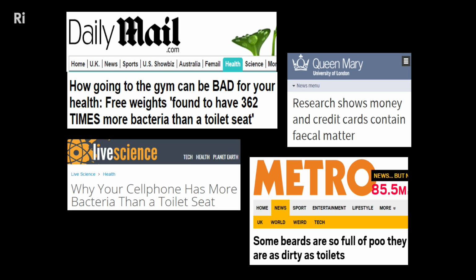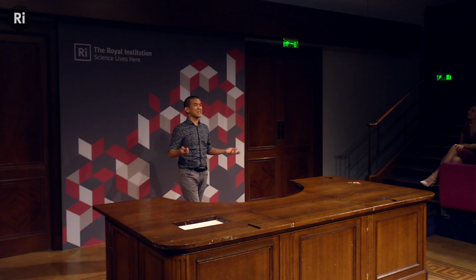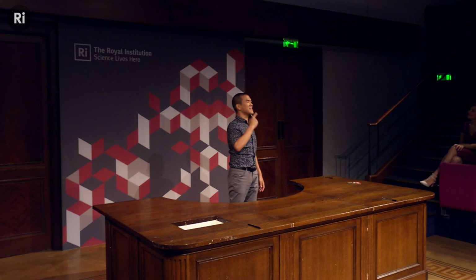Headlines like this abound in the papers. Every time someone takes a swab of a random surface, be it a desk or a microphone or a piece of clothing, and finds bacteria in there, the implication is always we've done a poor job of cleaning ourselves, that we are wallowing in our own filth and are imminently going to die. The Daily Mail will tell us that about anything, but in this particular case, it's talking about microbes.